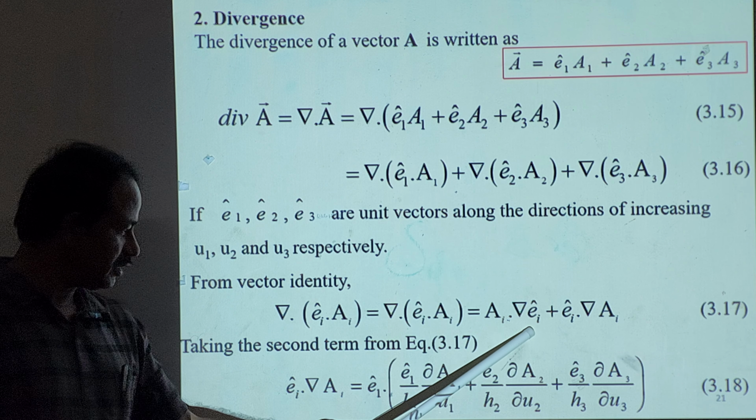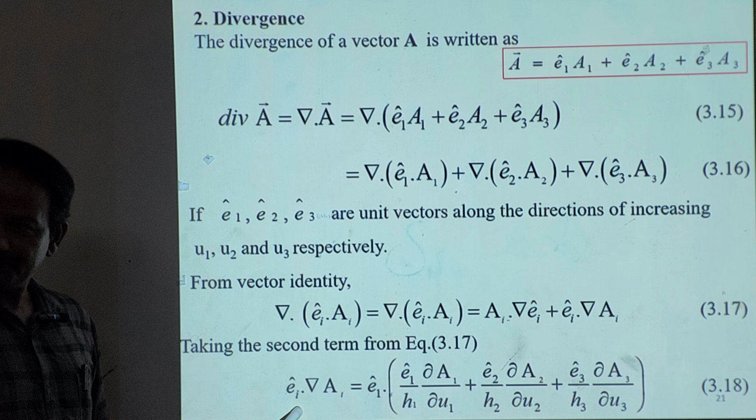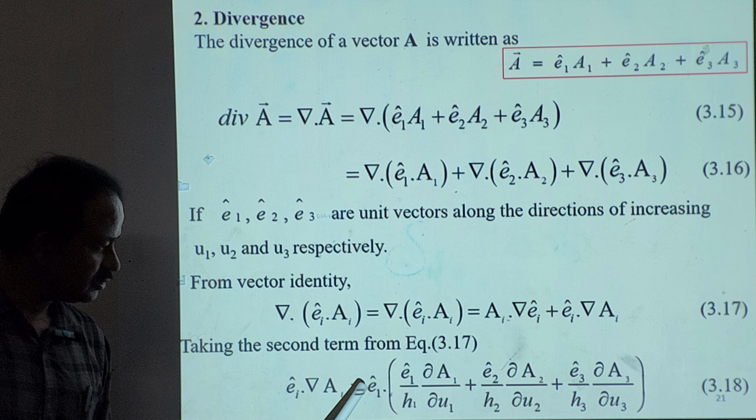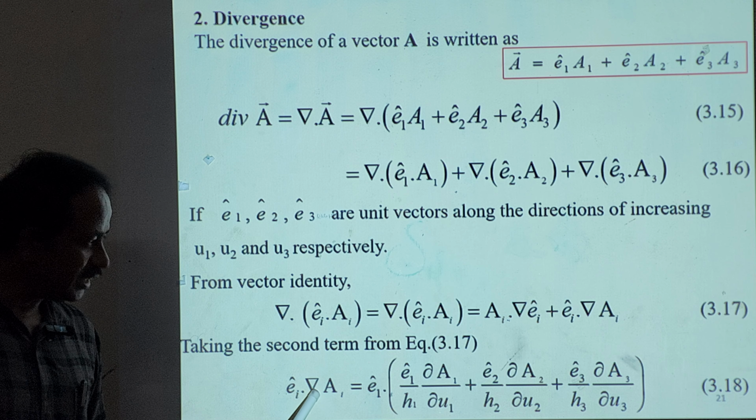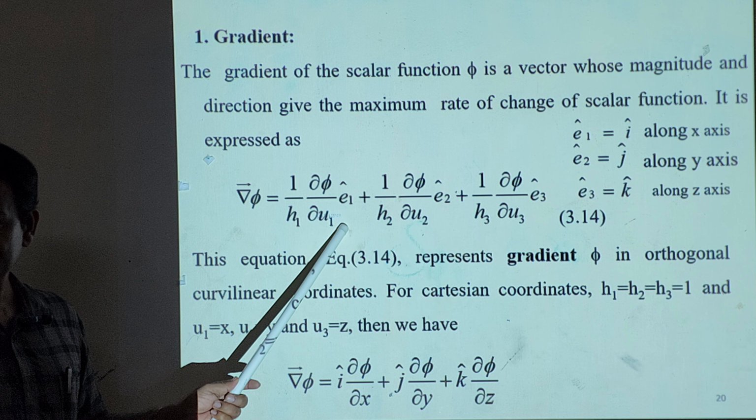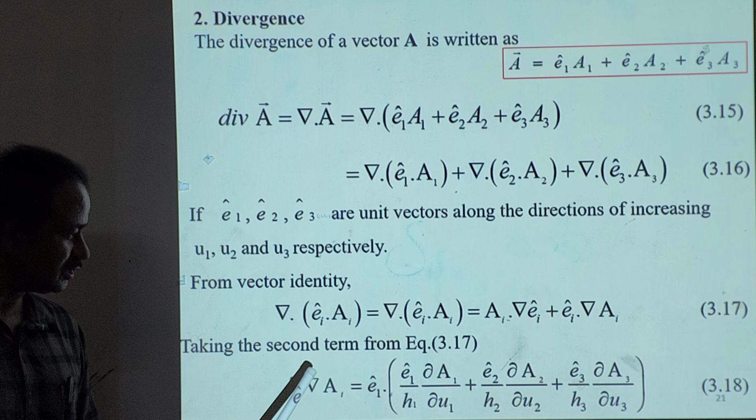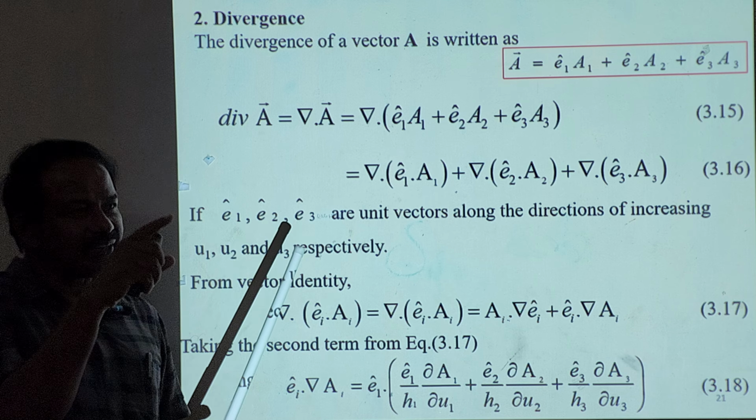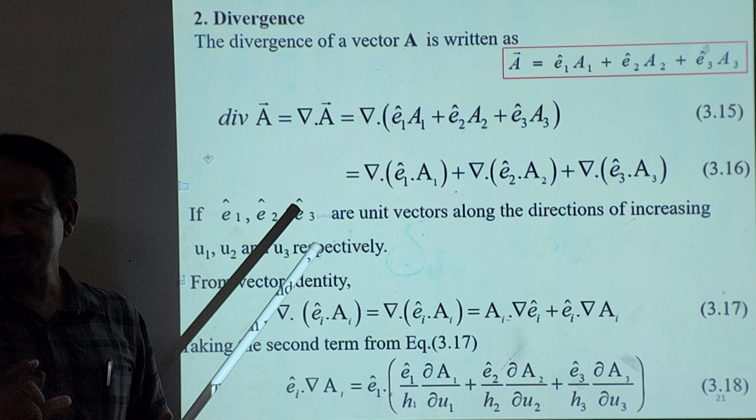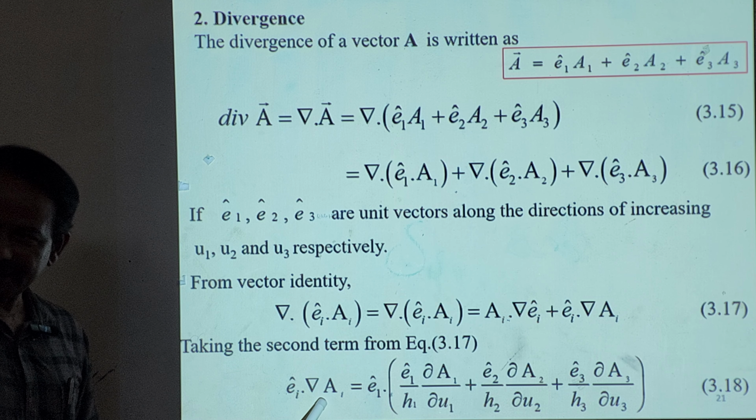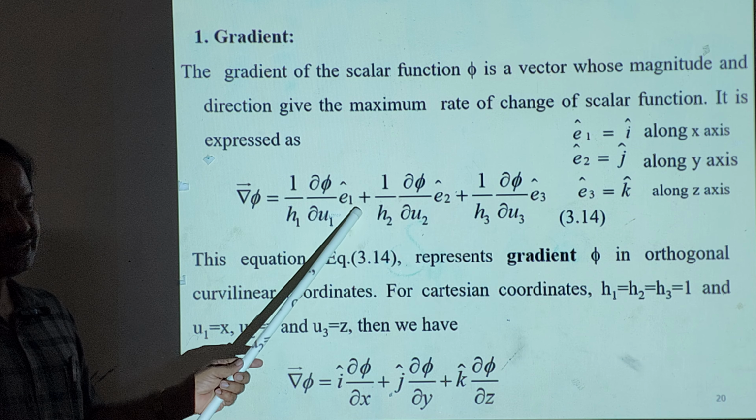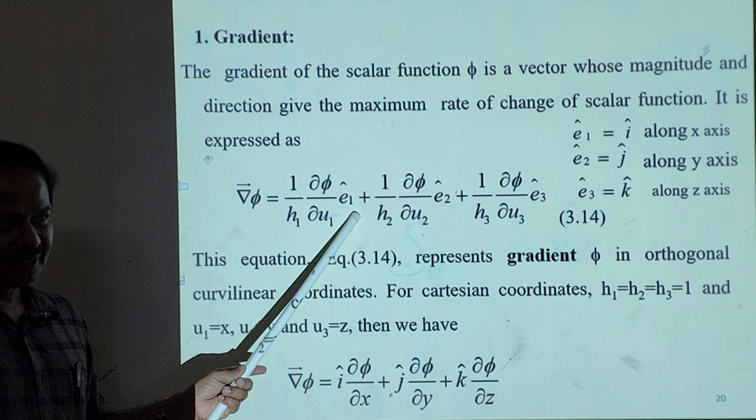Now first we will go for EI dot del AI. For the first one, I goes to 1, so E1 dot del A1. We have already calculated the gradient. So this del A is nothing but gradient. Del phi is nothing but gradient, and del dot A is nothing but divergence. So don't get confused. For the first one we have del A1, so we have to use only this. Is it okay? I repeat.